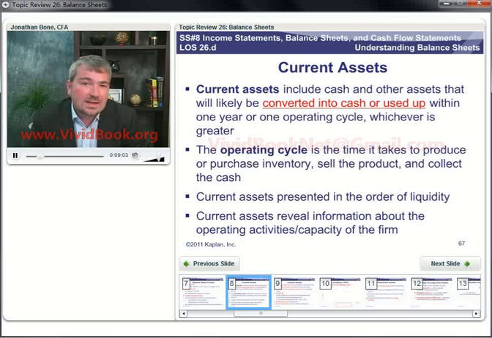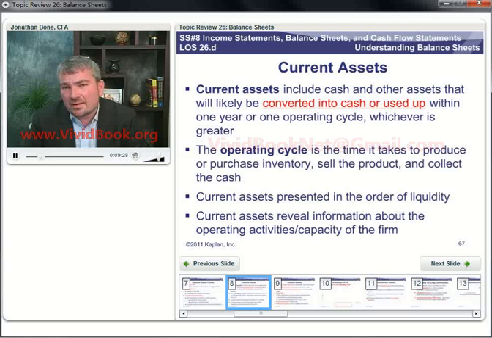Now, current assets tend to be reported in the balance sheet in order of liquidity. Under US GAAP, you see the most liquid assets first, i.e. cash is the most liquid asset because it already is cash. And as you go down the list, you get less and less liquid until you end up with intangibles. Whereas under IFRS, you see the least liquid assets first. And as you go down the list, you get more and more liquid until you end up with cash itself.